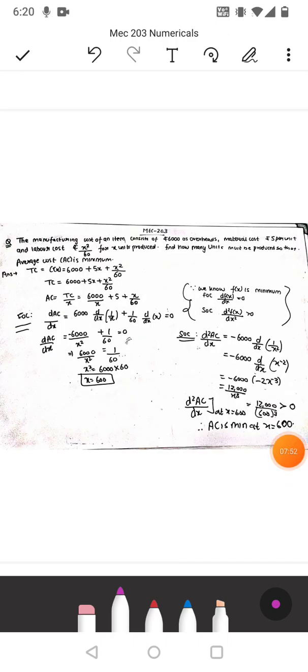The next question is the manufacturing cost of an item consists of 6,000 as overhead cost, that is total. ये fixed cost है, material cost है 5 per unit और labor cost है x square plus 6 divided by 60 for x units produced. तो हमने बताना है कितने यूनिट्स हम प्रोड्यूस करें ताकि एवरेज कॉस्ट मिनिमम हो. पहले हम टोटल कॉस्ट निकालेंगे, that is 6,000 plus 5x plus x square by 60. AC निकालने के लिए TC बाय x करेंगे, which is 6,000 divided by x plus 5 plus x by 60.